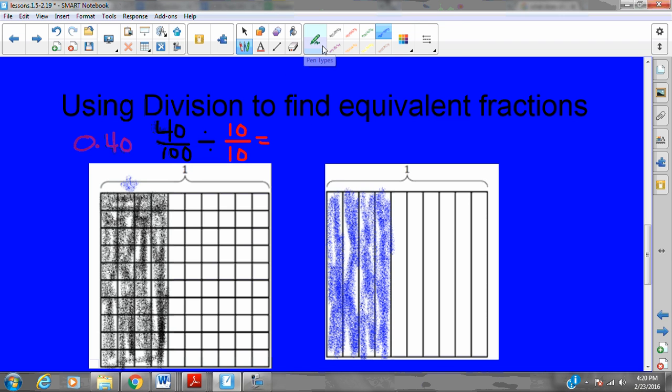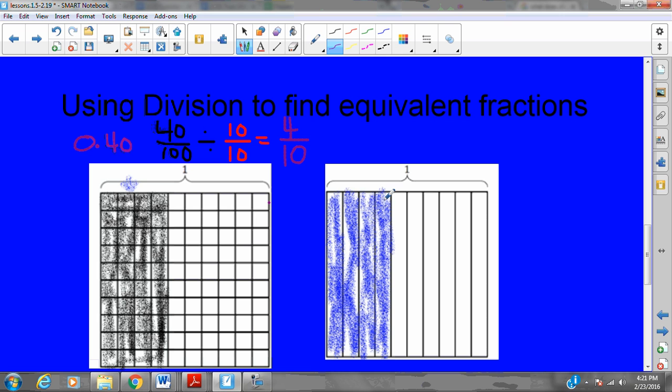So now my new numerator is going to be 4. Why? Because I have 4 tenths or 4 groups of 10 hundredths. So then my 100 is my total. How many groups of 10 do I have in 100? Well, if you count them, I have 1, 2, 3, 4, 5, 6, 7, 8, 9, 10, because each column gives me 10. So there are 10 total groups. So therefore, that is my new denominator of 10 total parts, and 4 of them are colored.